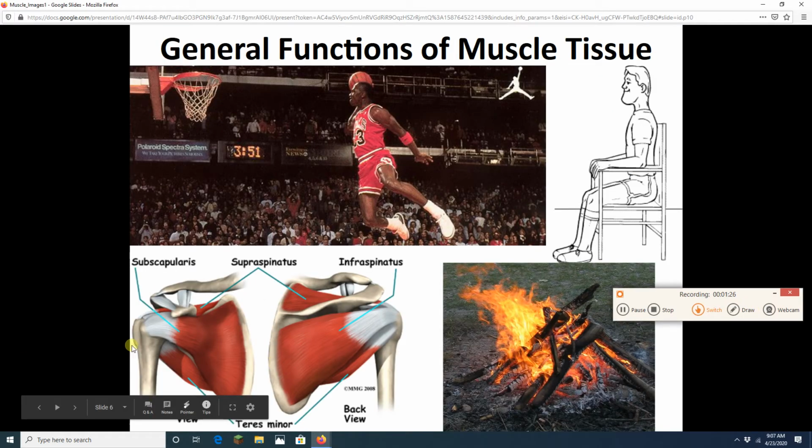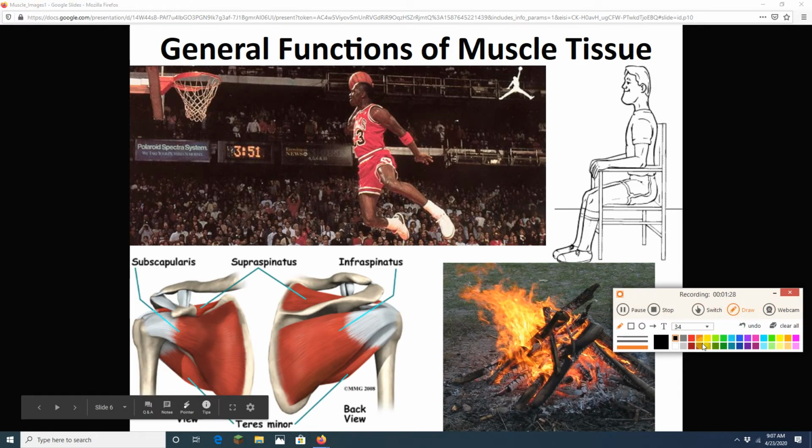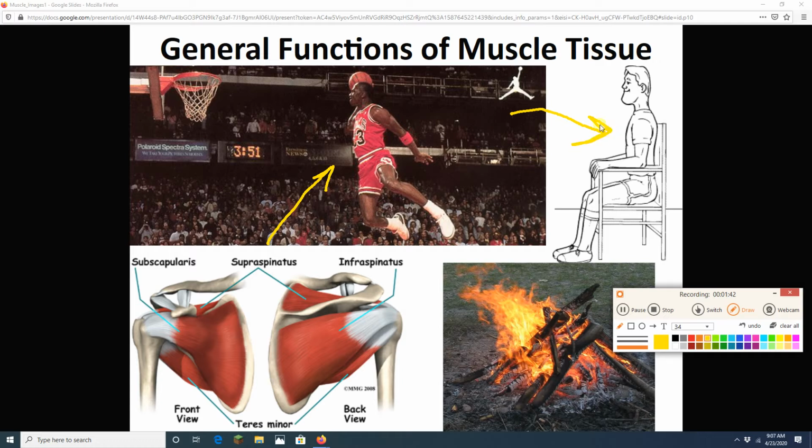All right, some basic functions of muscle cells. Number 1, the most obvious one, muscle cells let us fly. Well, they do. Let's simplify that, though. Muscle cells let us move. Muscle cells help maintain the correct position for our body. In other words, muscle cells are important for posture.